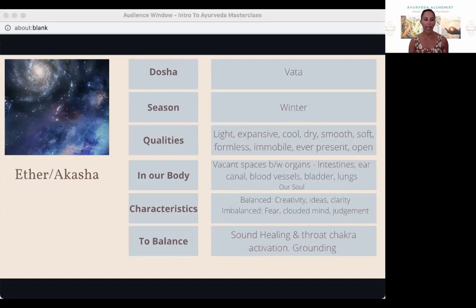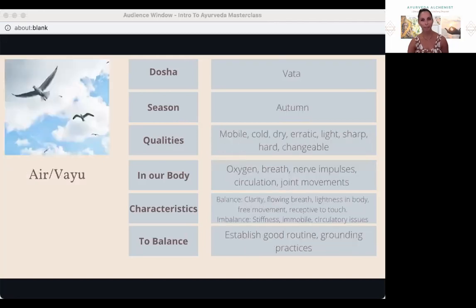So if we look at ether, the space element, which is the first element created in nature, it is the space that allows for all existence of everything. It's responsible for the communication between one part of the body and another, the mind-body connection, the synaptic spaces, intracellular spaces, abdominal spaces. Self-expression is also formed from the ether element, sorry.